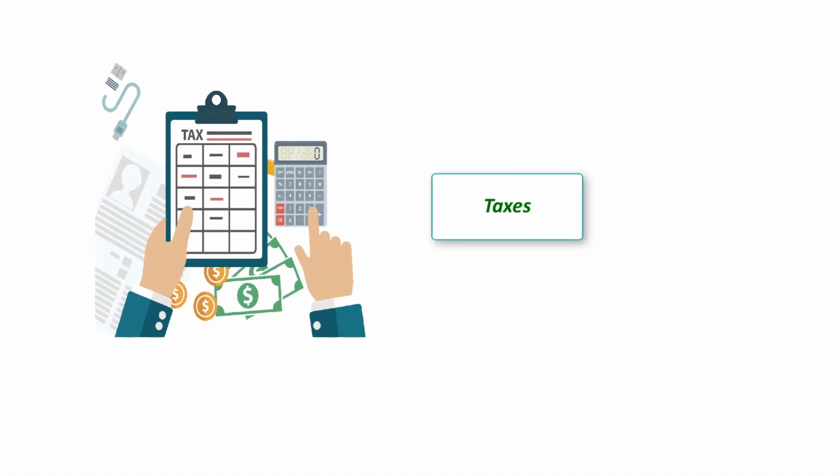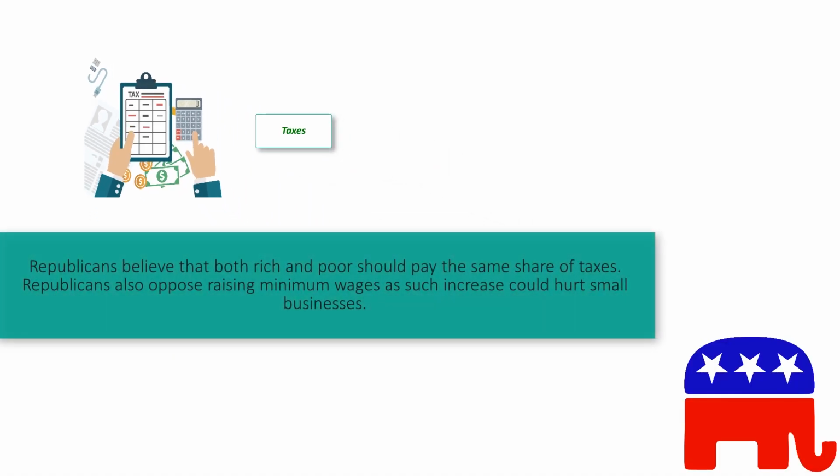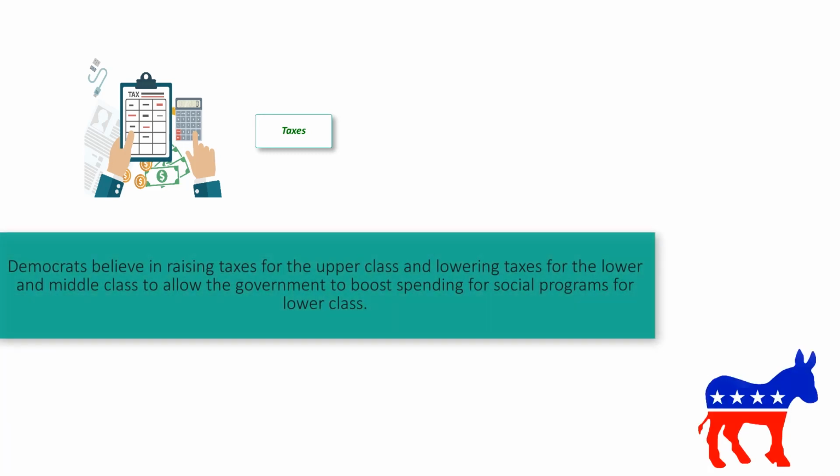issues. Taxes. Republicans believe that both rich and poor should pay the same share of taxes. Republicans also oppose raising minimum wages, as such increase could hurt small businesses. Democrats believe in raising taxes for the upper class and lowering taxes for the lower and middle class to allow the government to boost spending for social programs for lower class.